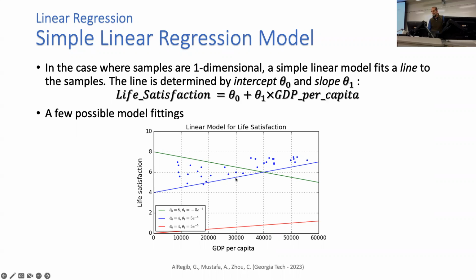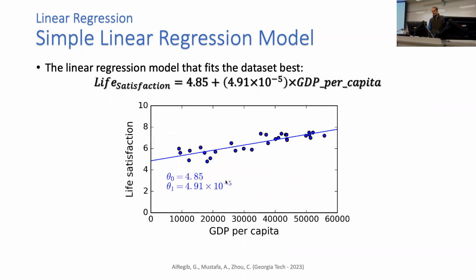And then the blue one is really missing a little bit. So now we have this idea of what would be a good model, right? So what would be a good model? If we apply linear regression, it will give us this kind of line for this data. So now we know that theta 0 will be 4.85, and theta 1 will be of this value. That will be our fitted model that we claim is a good model.